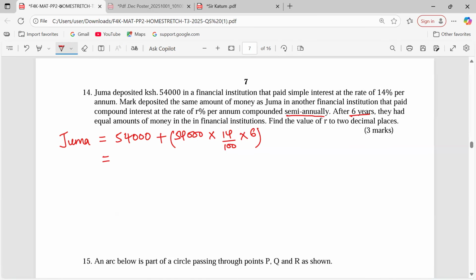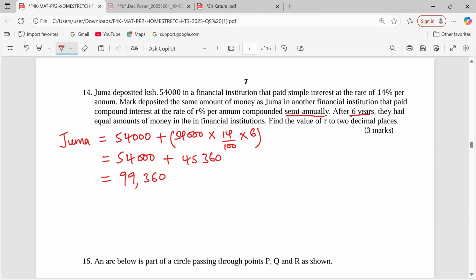The interest shall be 45,360. So we have the principal plus the interest which has been earned. The interest earned is going to be 45,360. So we add 54,000. This is 99,360. So this is the amount of money which will be in the account of Juma.